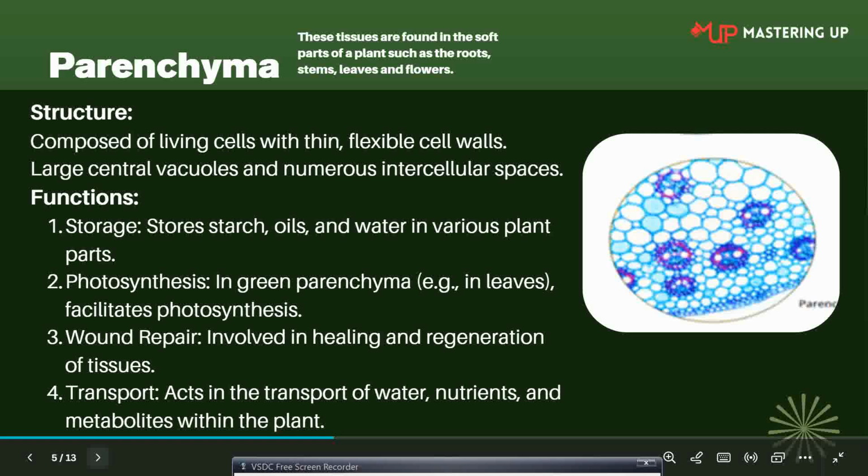Now the functions of parenchyma: storage, photosynthesis, wound repair and transport. In storage, they store starch, oils and water in various plant parts. In photosynthesis, green parenchyma in leaves facilitates photosynthesis. Wound repair is involved in the healing and regeneration of tissues. And they act in the transport of water, nutrients and metabolites within the plant. So these are the functions of the parenchyma.